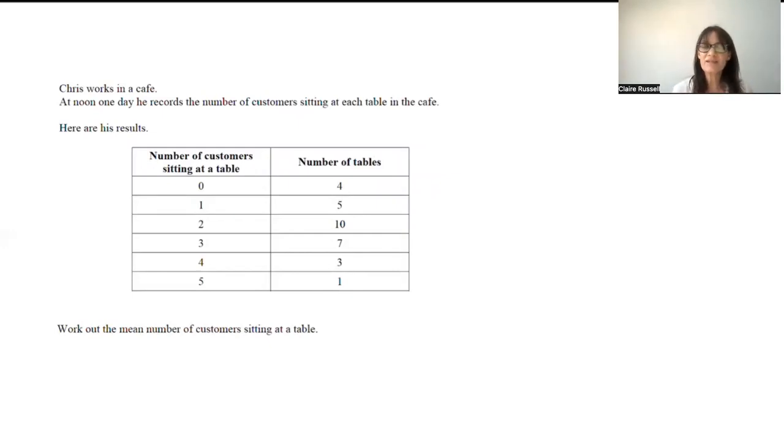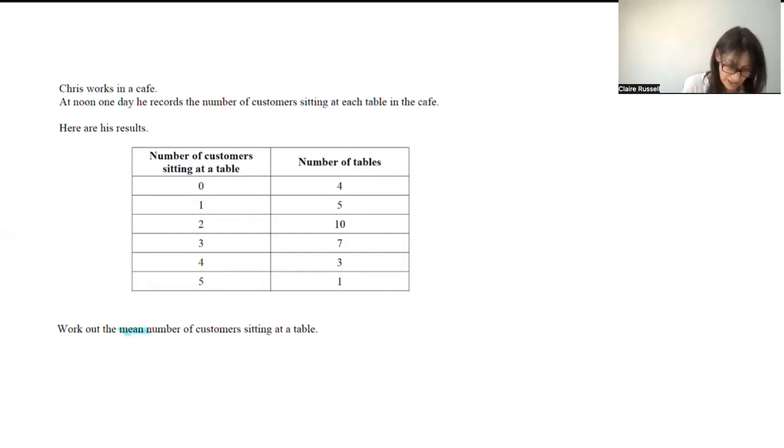Okay, so we're being asked to find the mean from a table. Now, if you are not taught by me, you might not have seen this method before. That doesn't matter. It's not about the method. It's just about making sure that you have the right answer and you've got all your workings out to show. Okay, so you get all your method marks.